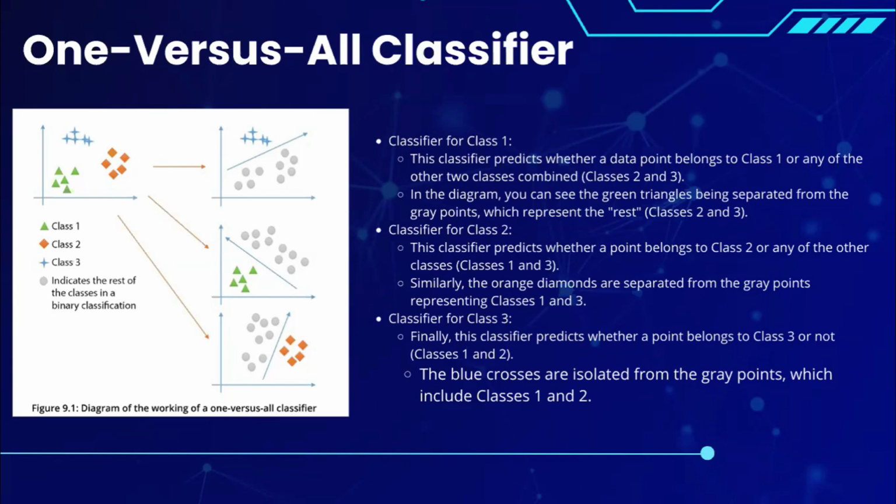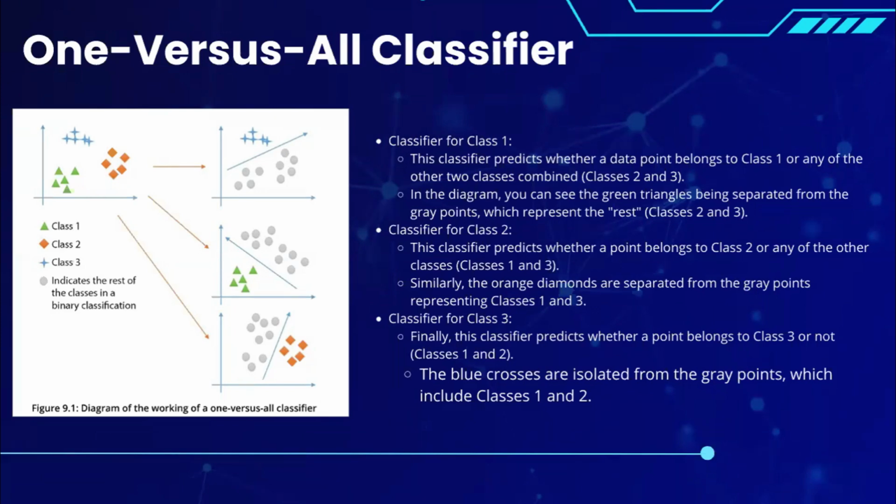Each classifier focuses on distinguishing one class from all the other combined. Each of these classifiers produces a decision boundary shown as a line in the plot. During prediction, the confidence score from each classifier is calculated, and the class with the highest score is selected as the final prediction for the data point.